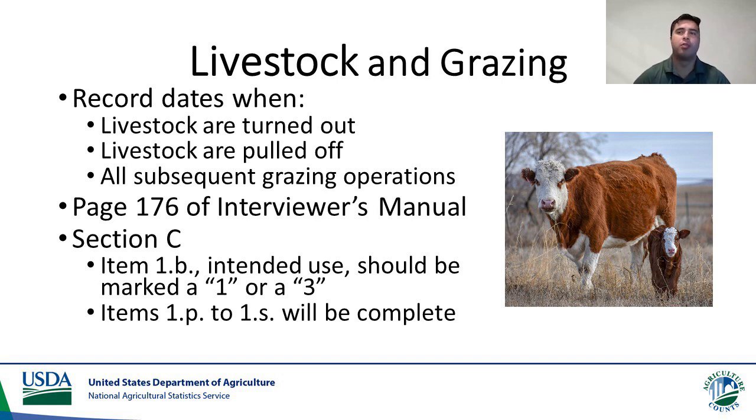In section C, there will be several indicators of grazing operations you will need to list in section I. The intended use for item 1B will indicate grazing, and items 1P through 1S will also be completed.